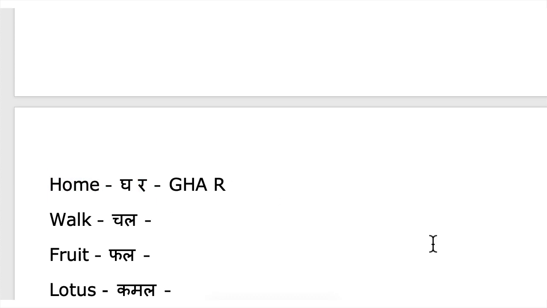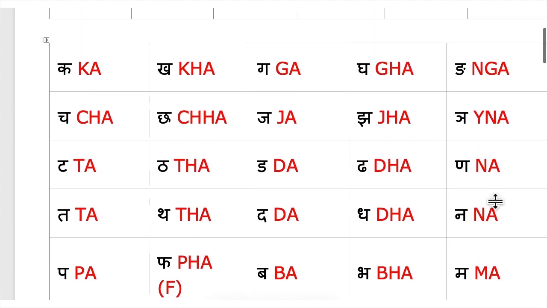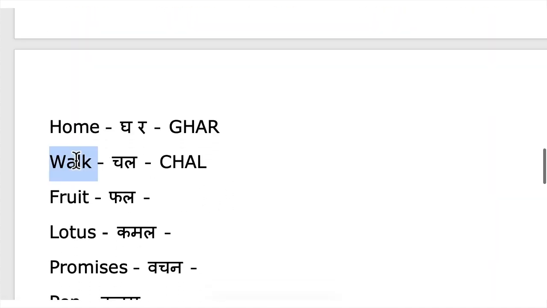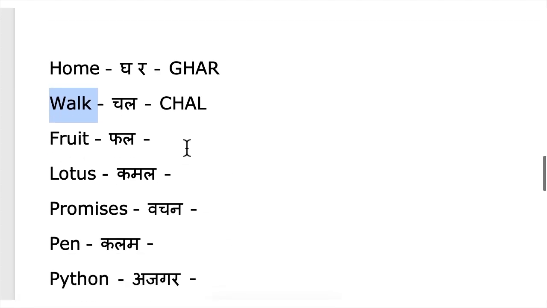And how to write chal? Like this: Cha is cha, and then la for l. Chal means walk. Fruit means fal, F-A-L. After the last letter we finish the word, so we cannot use a, like fala. We are not saying fala.